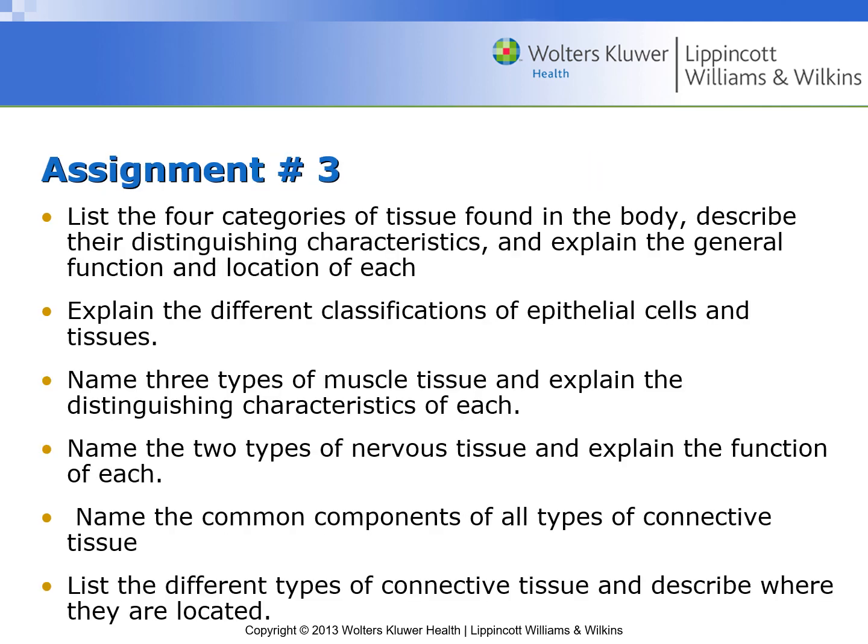Okay, so for assignment number 3, you're going to list the 4 categories of tissues found in the body. You're going to describe their distinguishing characteristics and explain the general function and location of each. Explain the different classifications of epithelial cells and tissues. Name 3 types of muscle tissue and explain the distinguishing characteristics of each. You're also going to name the 2 types of nervous tissue and explain the function of each.